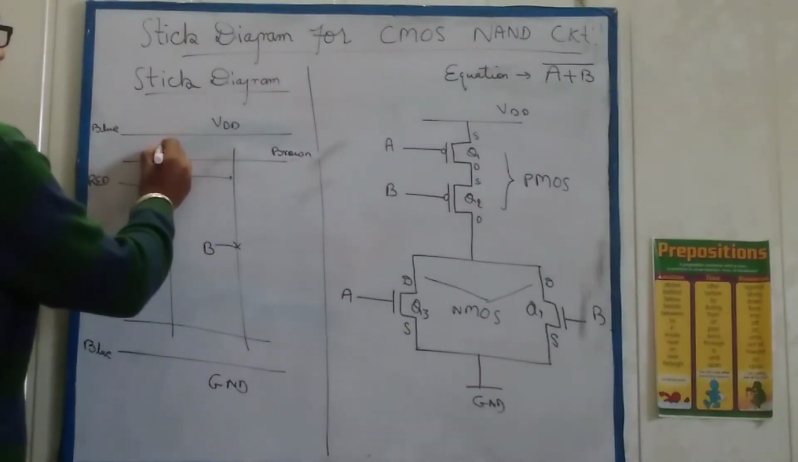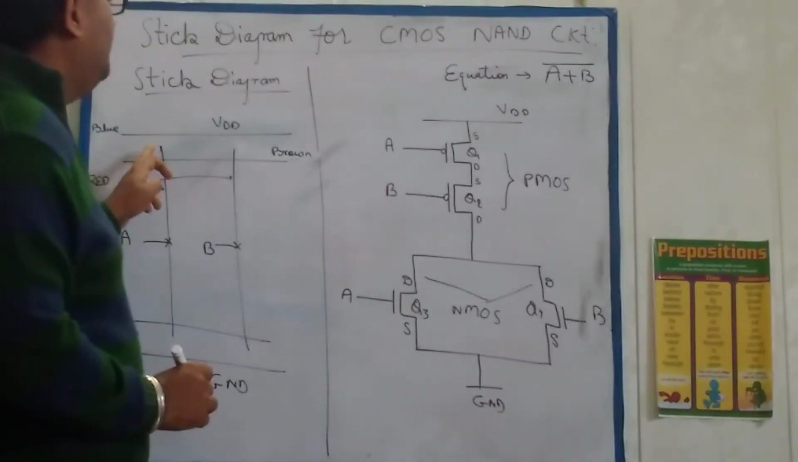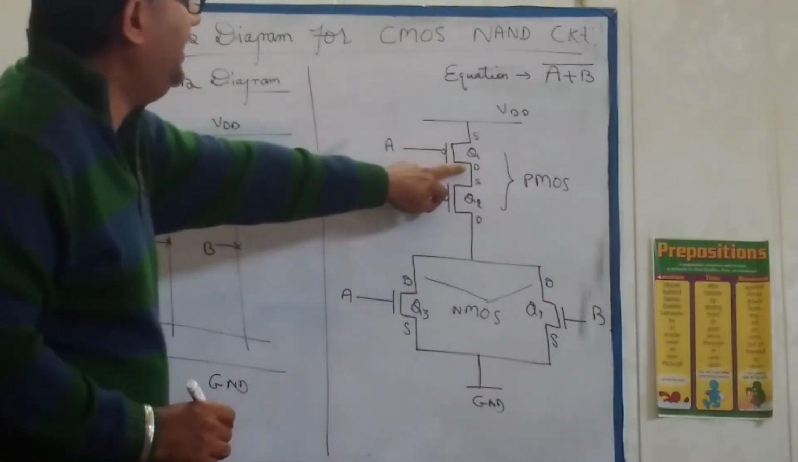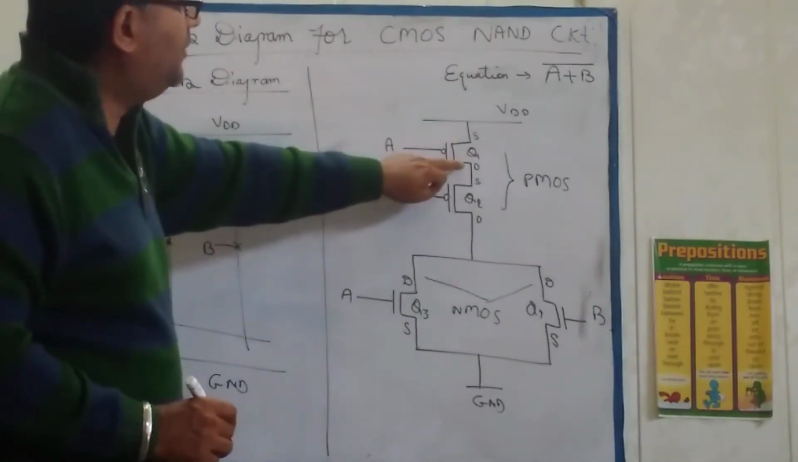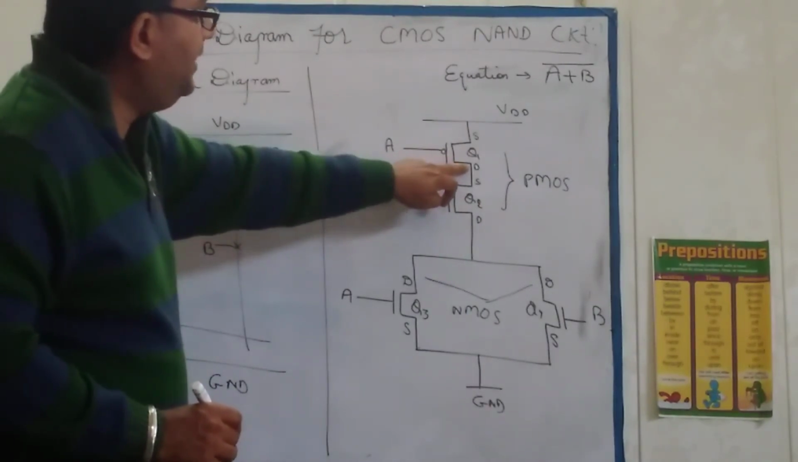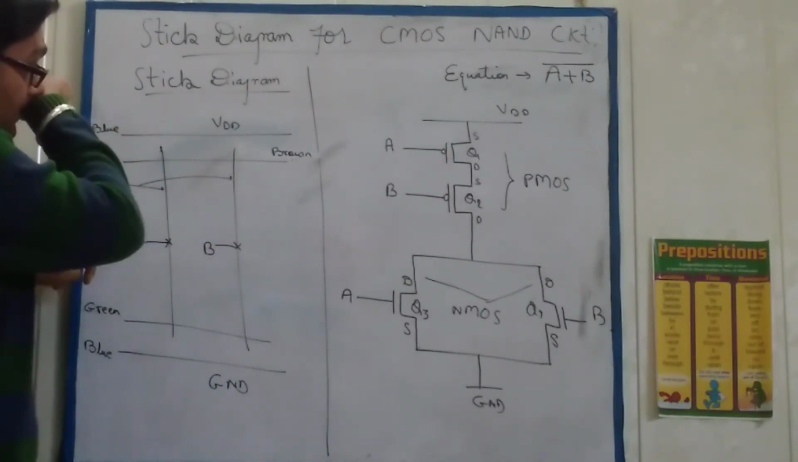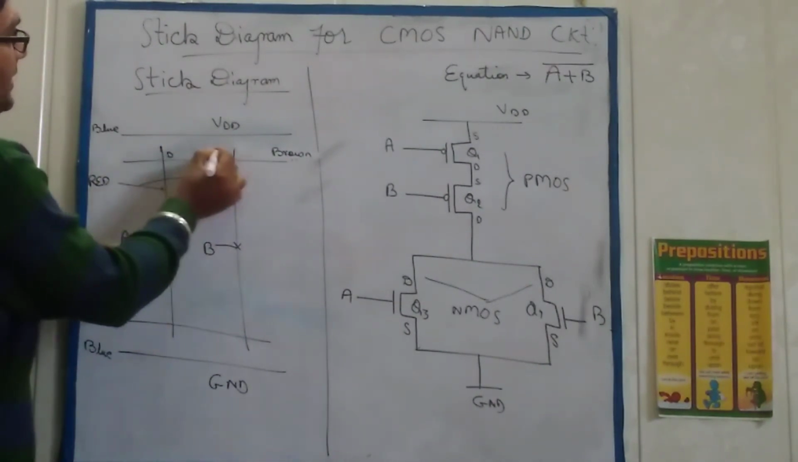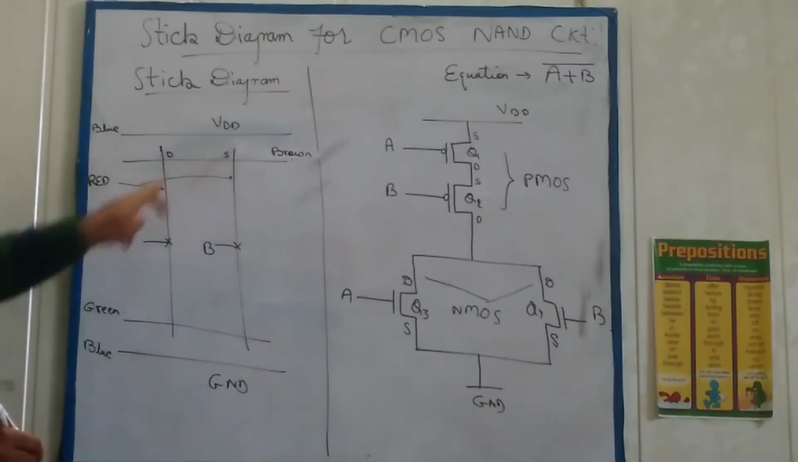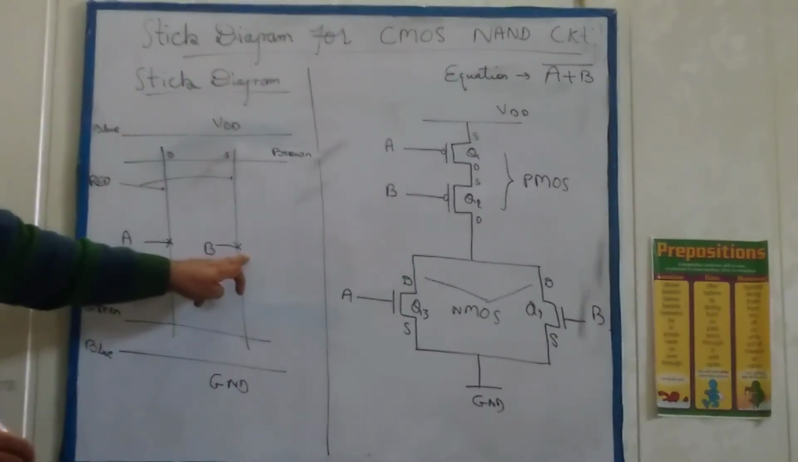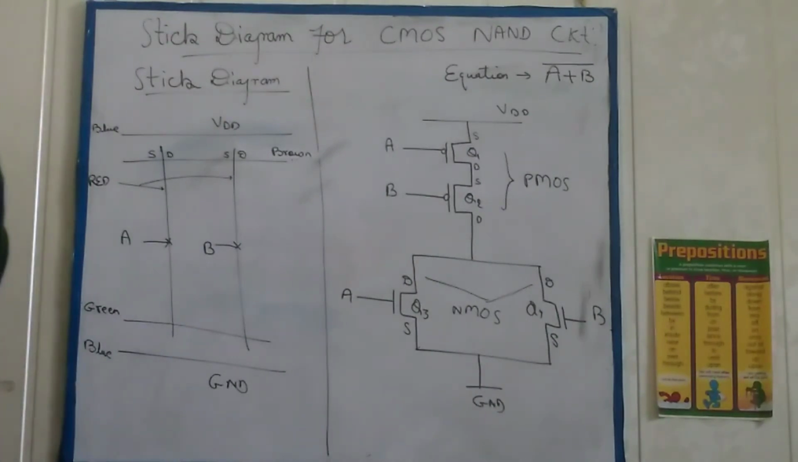So here you will see where we have to take this, drain of A is connected with source of B, right? This is A and this is B. So how we will read it? The drain of A is connected to source of B. So we will take drain here and source here, right? On this side. So drain is connected with source. Drain of A is connected with source of B, and source on this side and drain on this side, right?